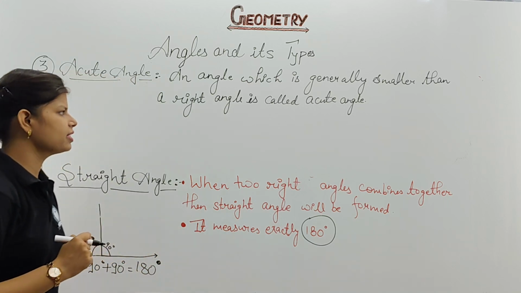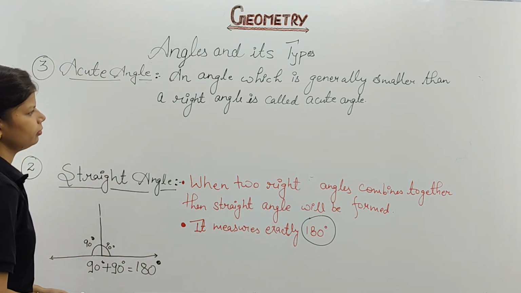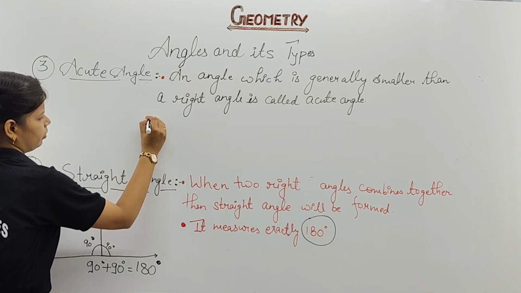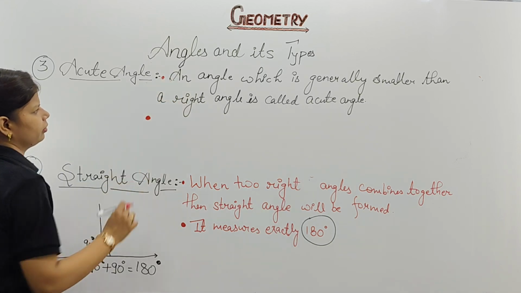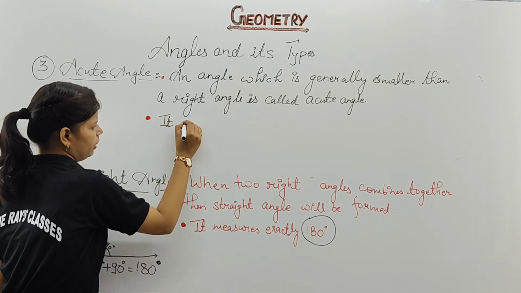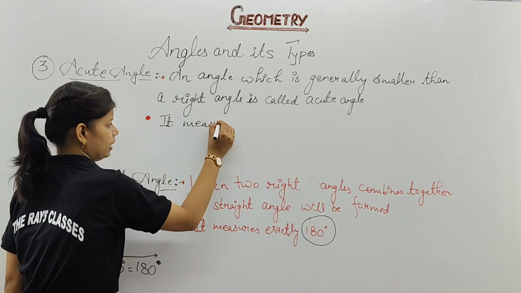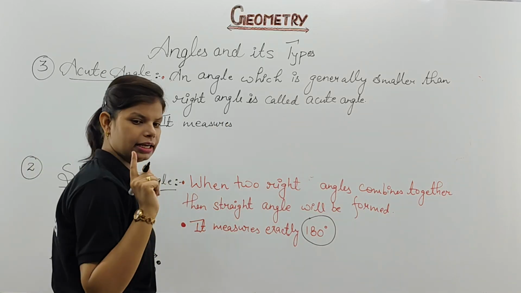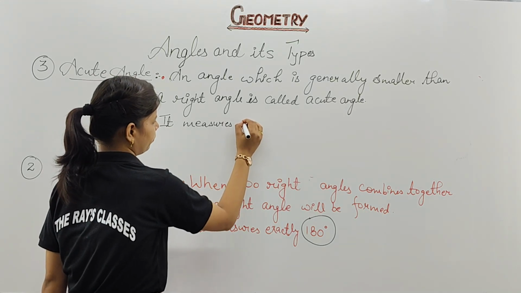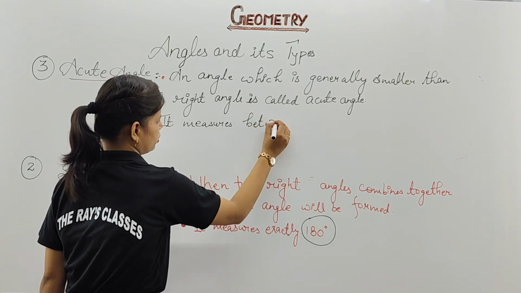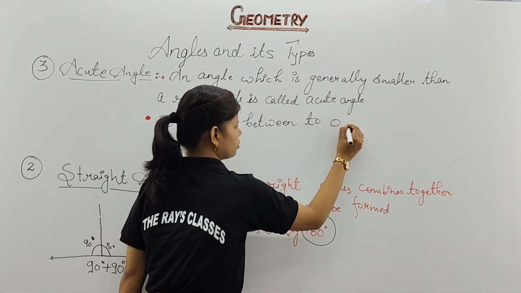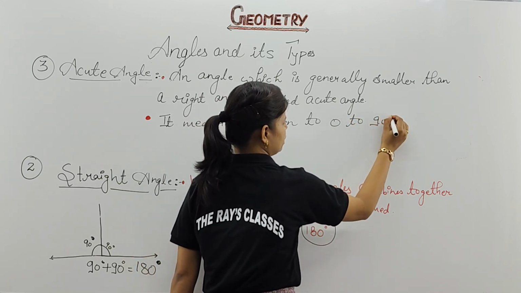Clear? It measures between what? Can you guess? This will be your first point. Now second point. It measures between 0 to 90. We are not going to write the word exactly here because exactly is used for that one only. Exactly 90 means 90, exactly 180 means 180. Here we can write it measures between 0 to 90 degree.